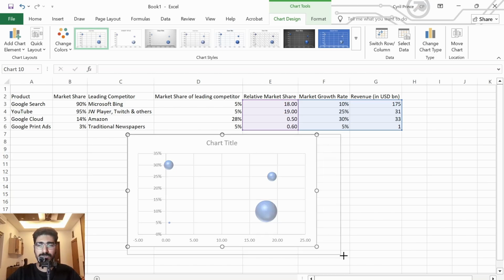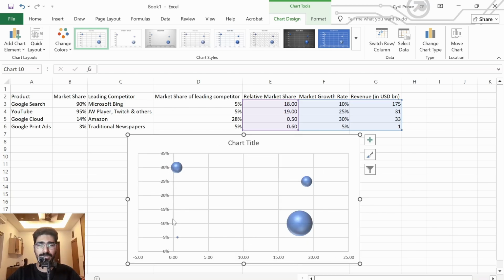So first thing we need to understand here is that if you see the y-axis here, this is the market growth rate. As you can see, it is in percentages, and the x-axis here is the relative market share, and the size of the bubble is based on the revenue cost. So first, to make it look like a BCG matrix, we need to make them intersect like a cross, right? So that is what we want to do first.